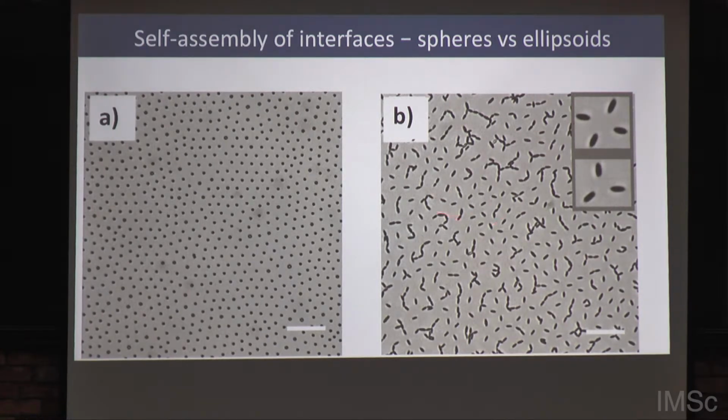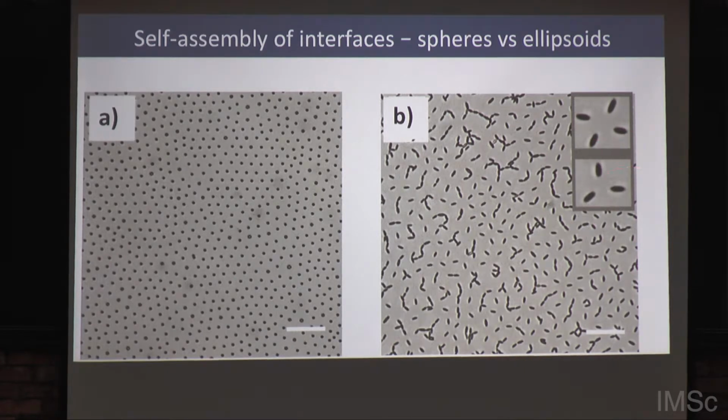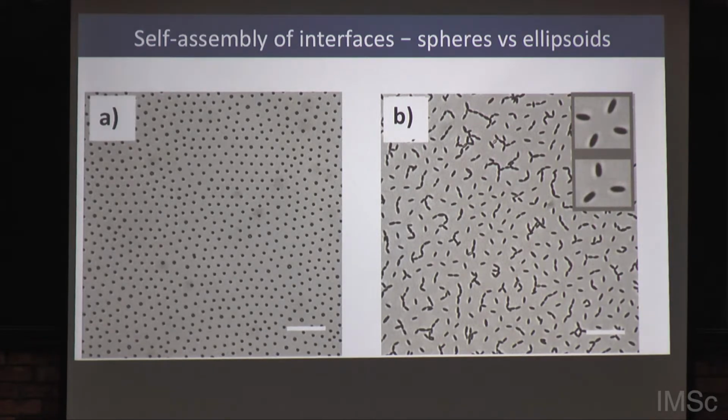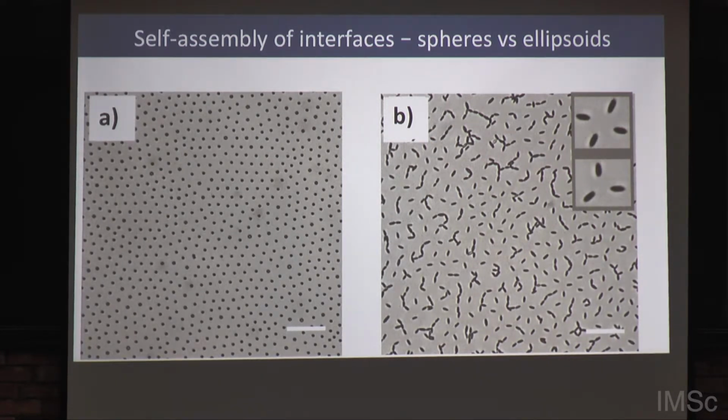Of course, you do have some local regions where there are arrangements like this, but there are very few in number. We'll talk about it in the rest of the talk.